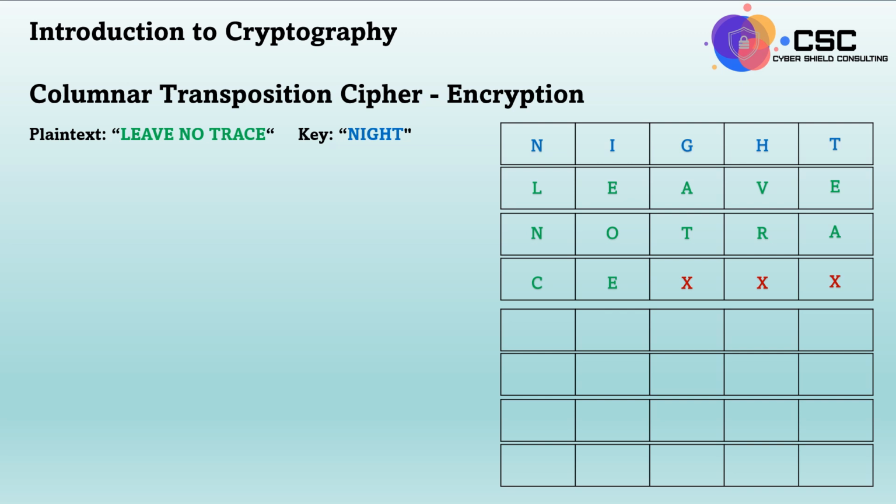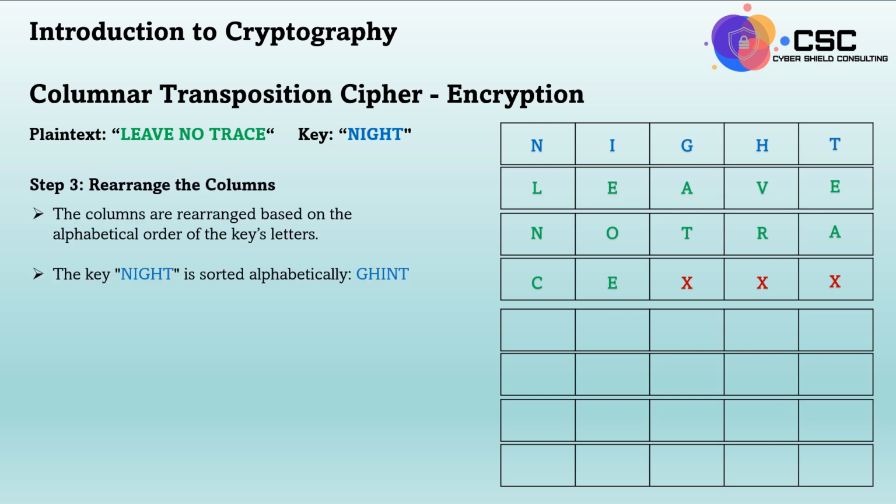Now that we have organized our plain text into a grid, let's complete the encryption process by rearranging the columns and extracting the ciphertext. So now step 3, we need to rearrange the columns. The columns are rearranged based on the alphabetical order of the key's letters. Our key night is sorted alphabetically as GHINT. The columns are now reordered according to this sequence. Let's do the reordering according to this sequence.